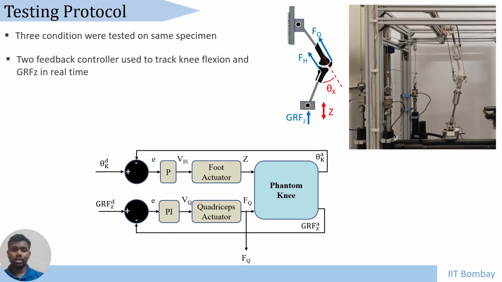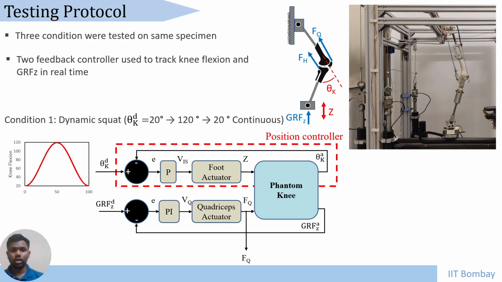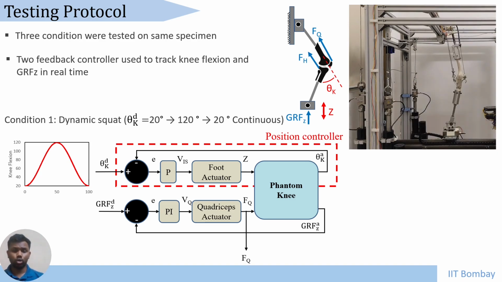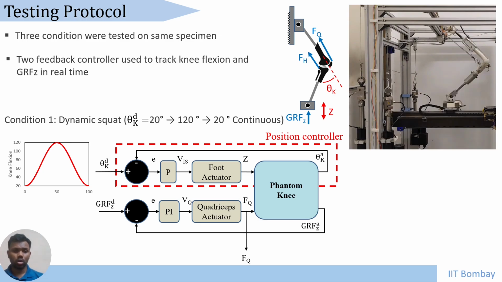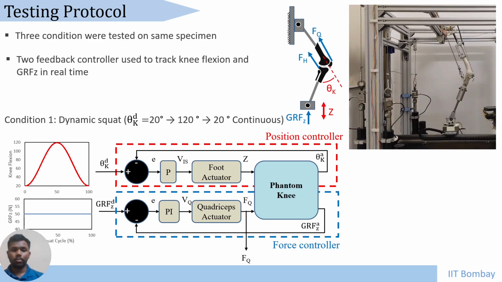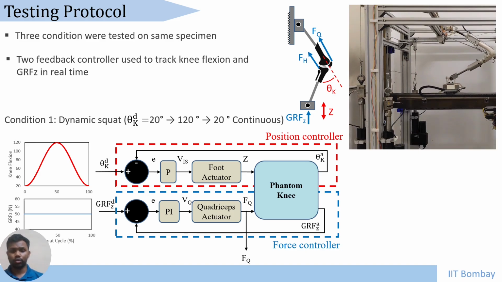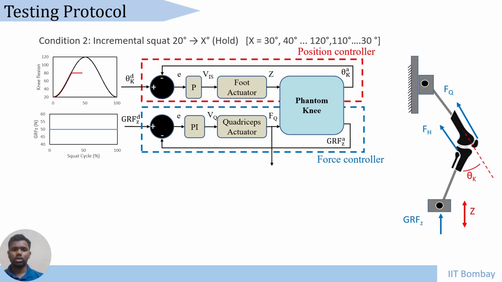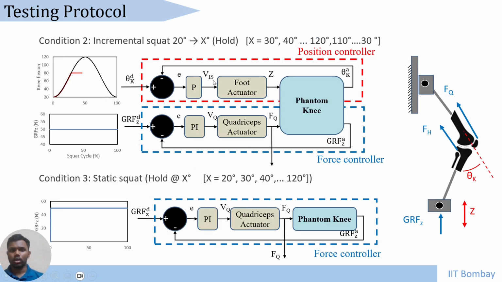The first condition is the dynamic squat, where we will move the knee from 20 degrees to 100 degrees in a cyclic manner using this position set point control, as you can see from the picture. Also, we are using, in parallel, a ground reaction force controller, where we will maintain a constant ground reaction force by applying quadriceps actuators.